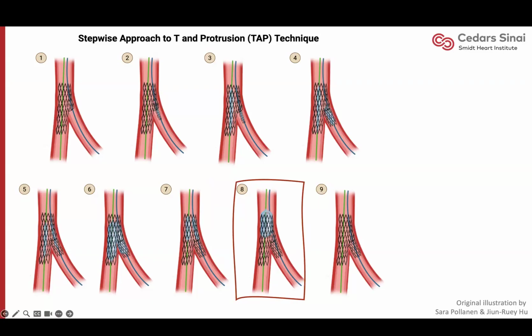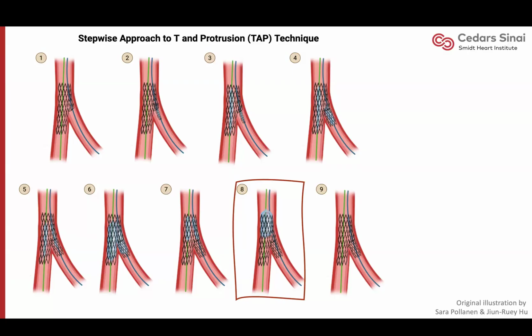And optionally, you can perform a post dilation of the proximal main branch for proximal optimization. Note that the distal marker of the balloon used for POT should be positioned just proximal to the neocarina, because now, remember, your side branch stent has created an artificial carina that is 1 to 2 millimeters more proximal than the original carina of the bifurcation.